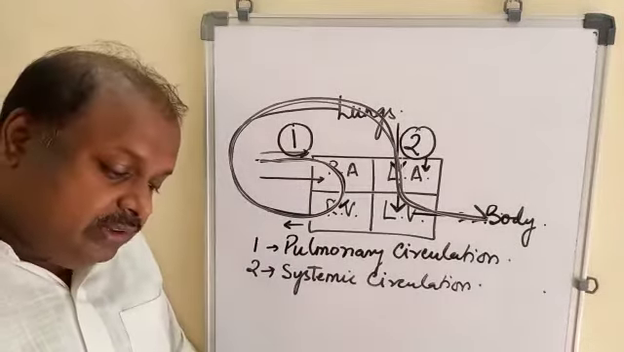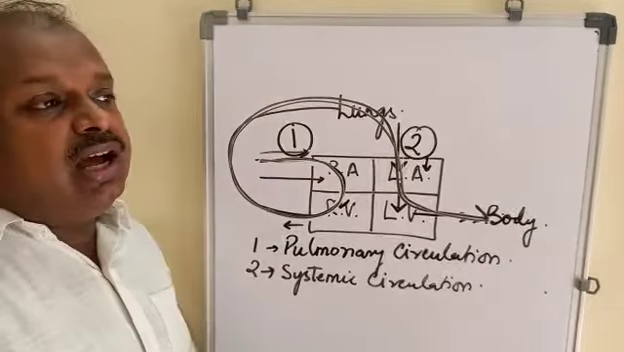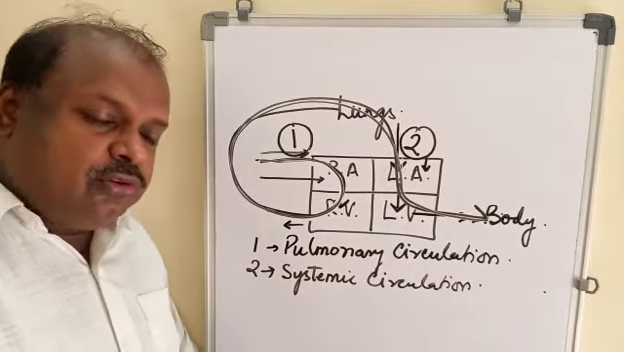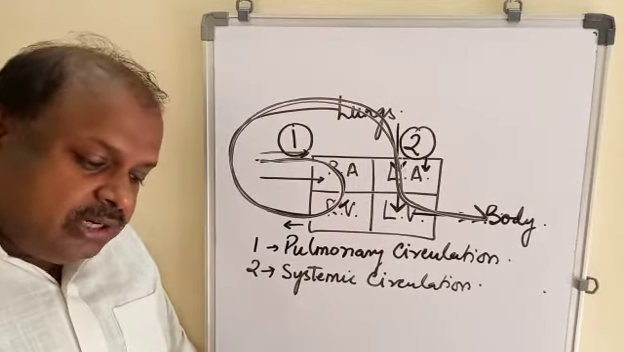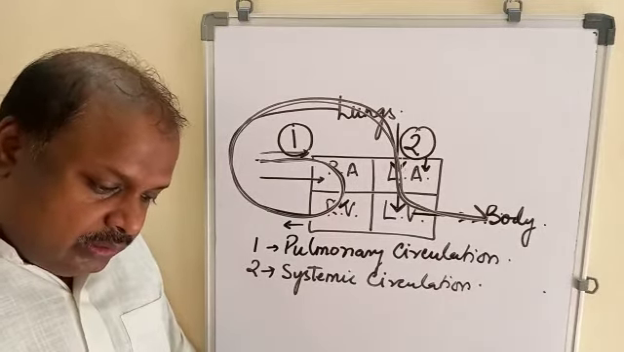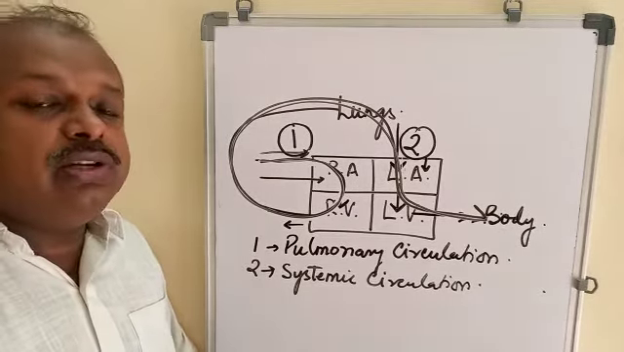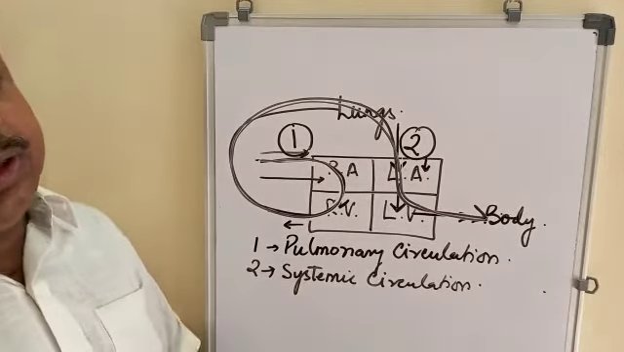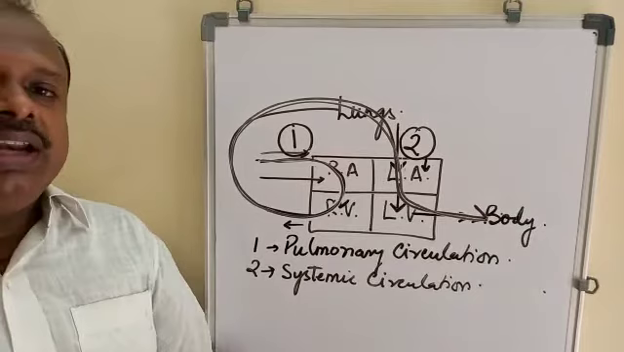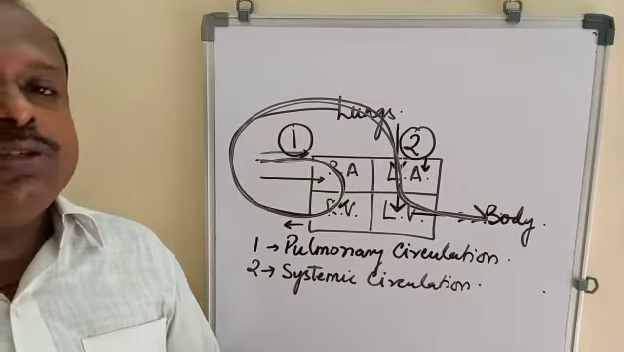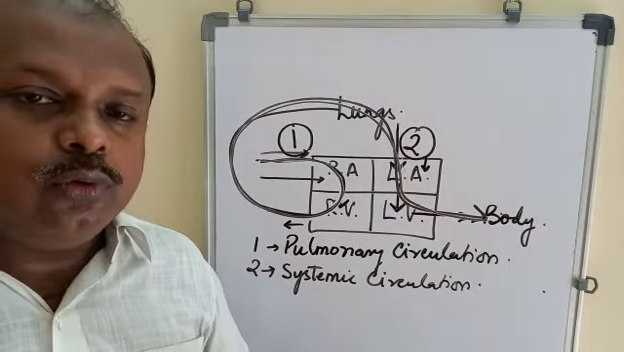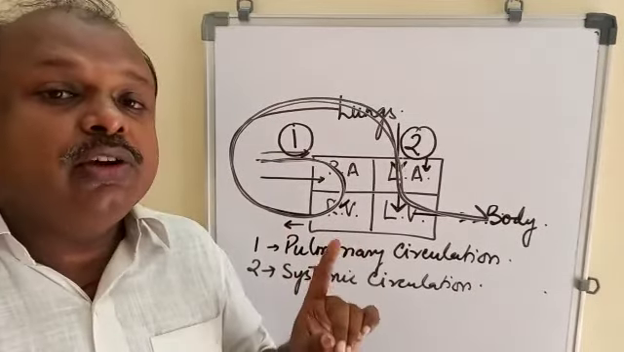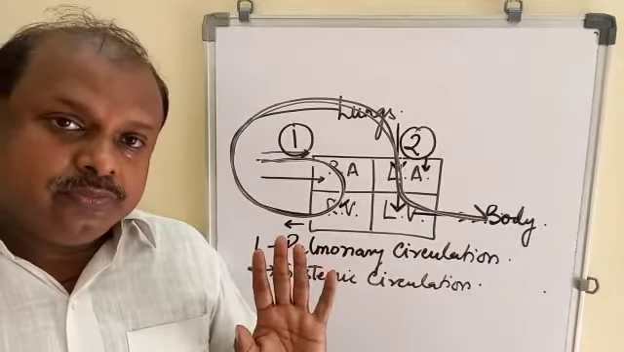Or simply we can write: the blood flows twice in the heart before it completes one full round. The first is the short pulmonary circulation and the second is the long systemic circulation. We are going to write like this, please learn with me: the blood flows twice in the heart before it completes one full round.